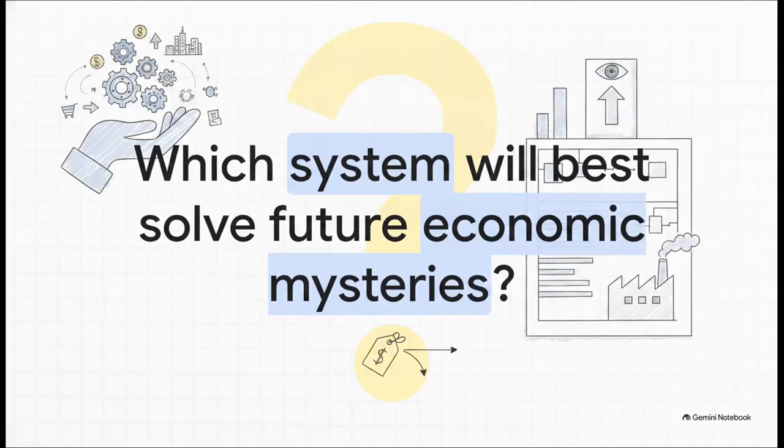So here's a massive puzzle to consider as you go about your day and walk past the bustling marketplaces around you. As our global resources become even more scarce and our societies just keep getting more complex, which system is actually going to be better equipped to solve our future economic mysteries? Are we going to lean harder into the invisible hand, or will we rely more on the visible hand of central planning? It's definitely something to chew on every time you look at a price tag.